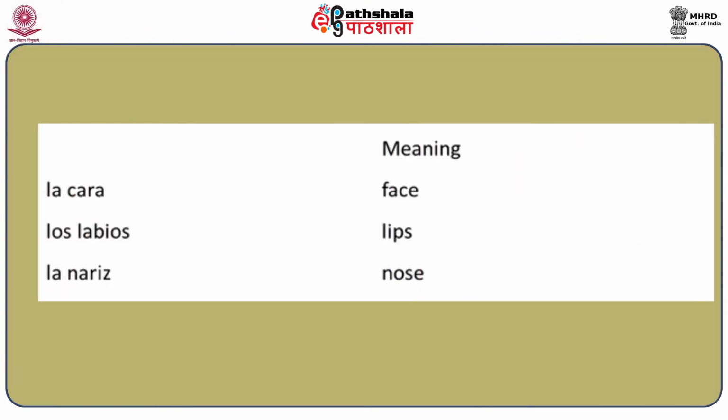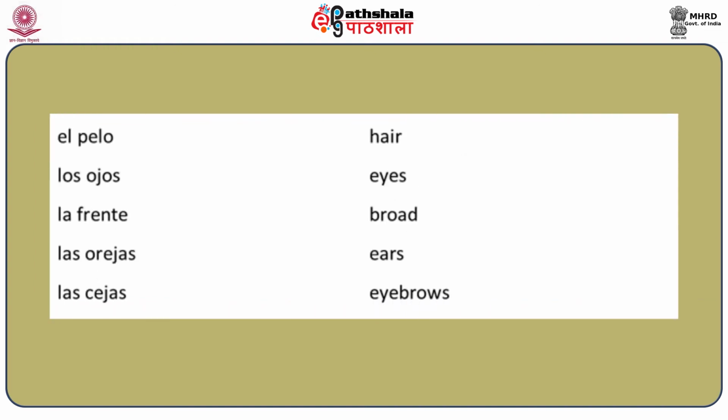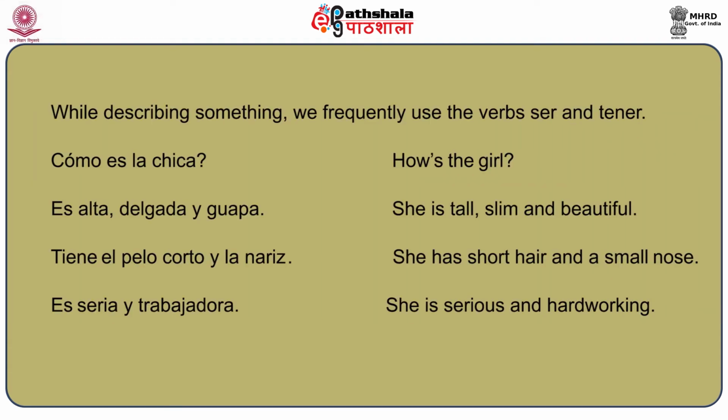Now while we are talking about describing persons, below are some important words that we have to learn to be able to describe the facial features of someone. For example, la cara, meaning the face, los labios, meaning the lips, la nariz, meaning the nose, el pelo, meaning the hair, los ojos, meaning the eyes, la frente, meaning the forehead, las orejas, meaning the ears, and las cejas, meaning the eyebrows. While describing something, we frequently use the verbs ser and tener.